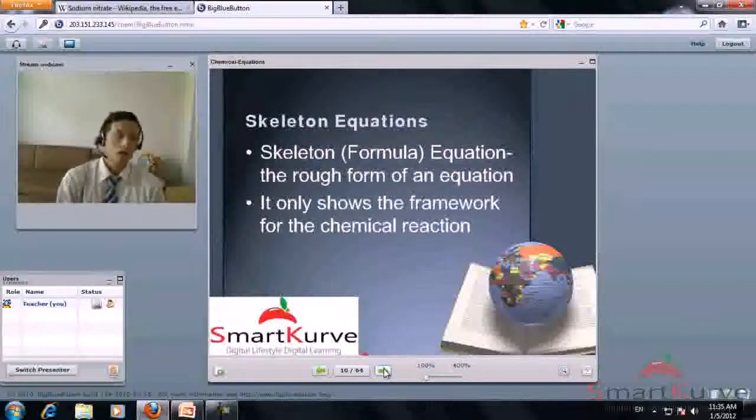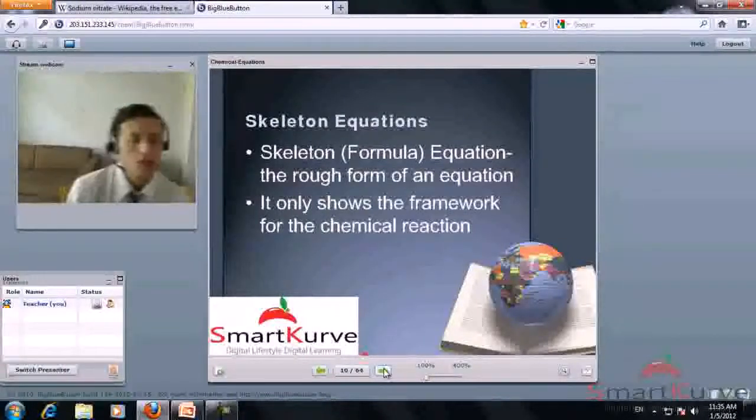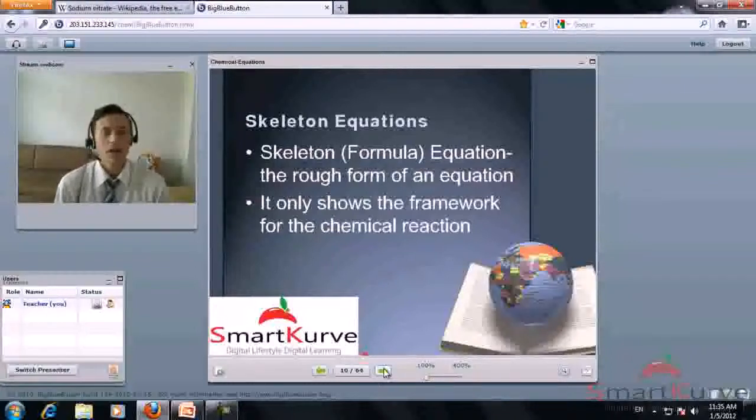All right, so when we talk about chemical equations, let's first talk about the skeleton equation, the skeleton formula. This is a very rough form. It only shows us the elements themselves, or the reactants and the products themselves. It doesn't tell us anything about the ratio. It doesn't tell us anything about how much.